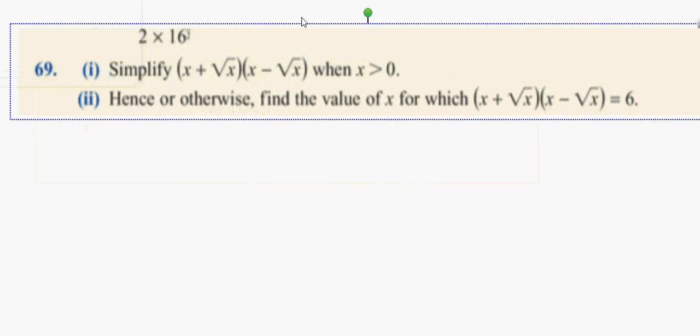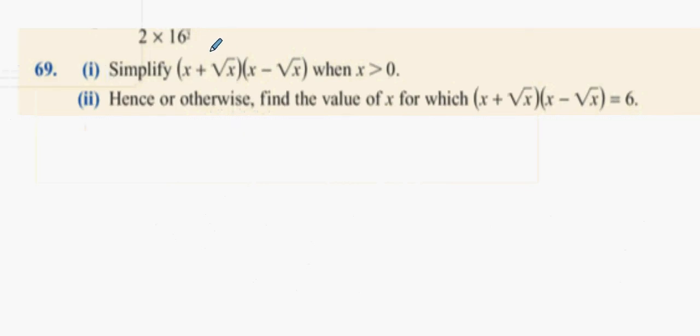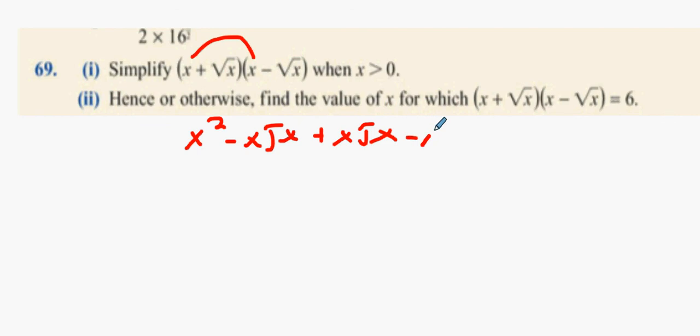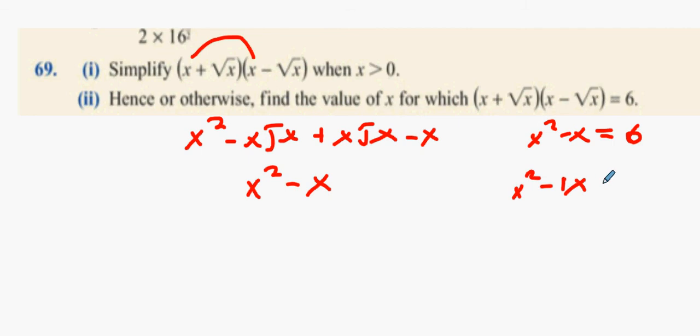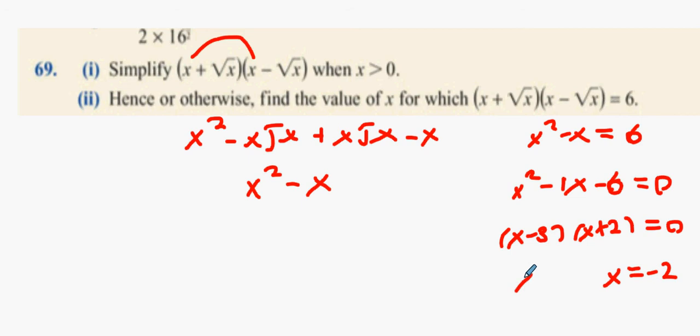I'll just do it here and see if we get the right answer. Sheree would be going on about the difference of 2 squares right now, if he was in. So it'd be x squared minus x root x plus x root x minus x. Then we get x squared minus x. And then the next one's going to be x squared minus x equals 6. x squared minus x minus 6 equals 0. x minus 3, x plus 2 equals 0. x equals minus 2, x equals 3.